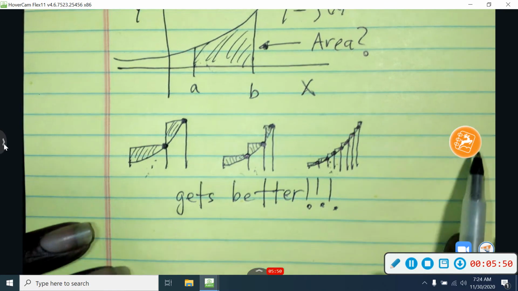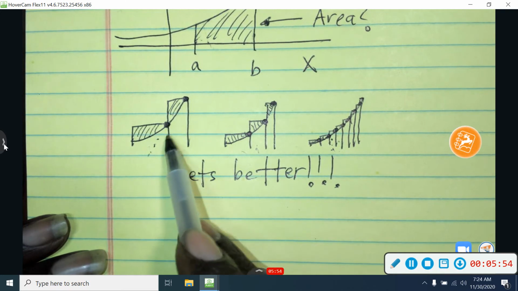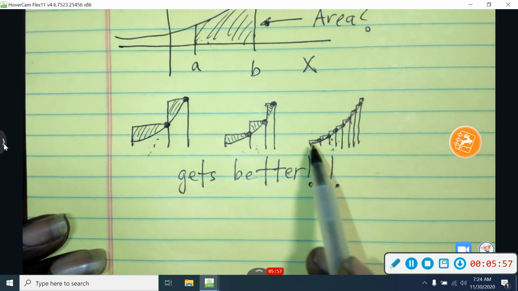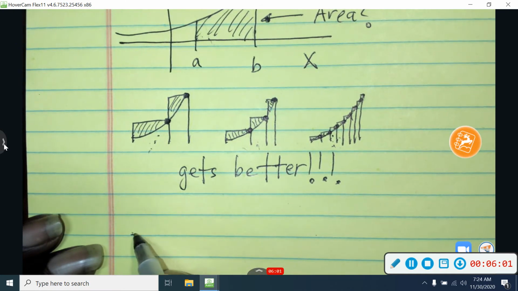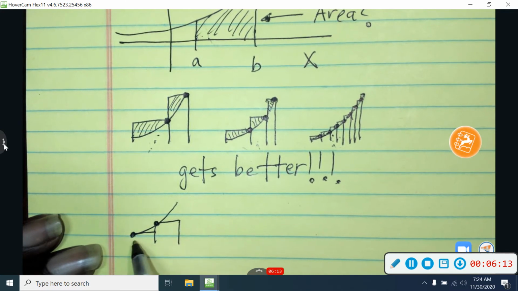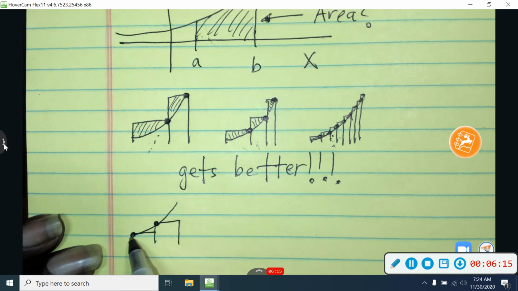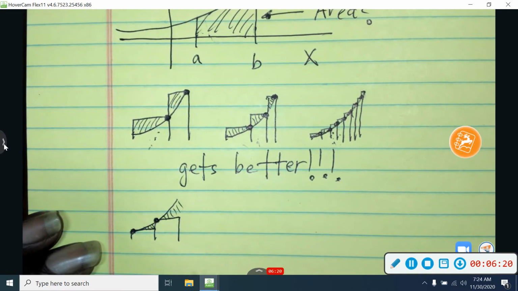Notice I've used the left-hand endpoint to be how tall each rectangle is. Notice all the dots are on the left. Well, you could do it when they're all on the right, too. Like if this was a curve, then your first box would look like that. Second box would look like that. And you can see now you have too little. You're now less than the area.